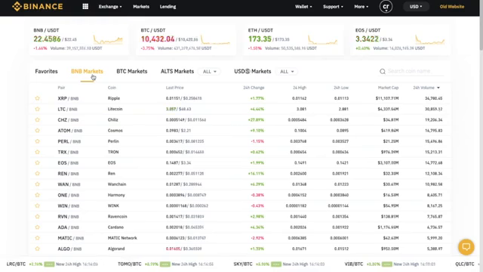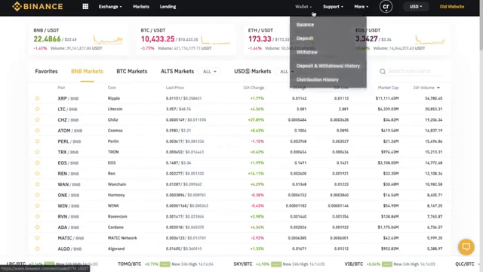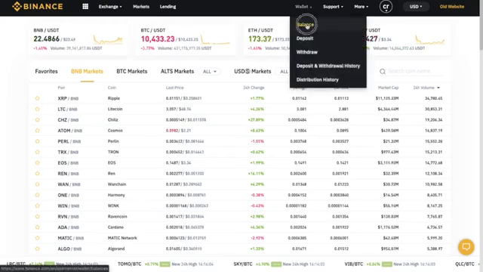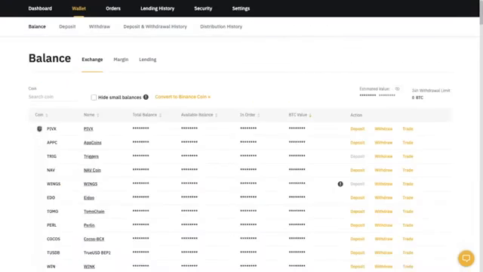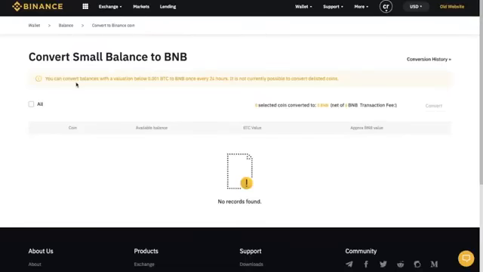You can also convert any small fraction of a cryptocurrency that is left over from a trade, which is also known as dust, into their Binance coin. These smaller amounts can be found under your balances, so if you go to Wallet and go to Balance, you have the option to convert to a Binance coin. It states here that you can convert balances with a valuation below 0.001 Bitcoin to BNB once every 24 hours. It's not currently possible to convert delisted coins. So any of those smaller balances will appear in here that you can then convert.